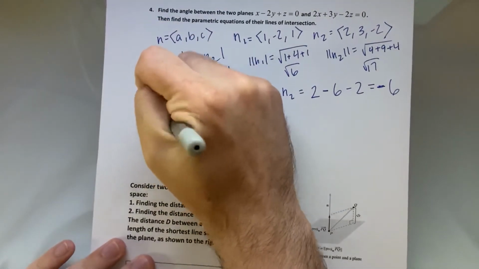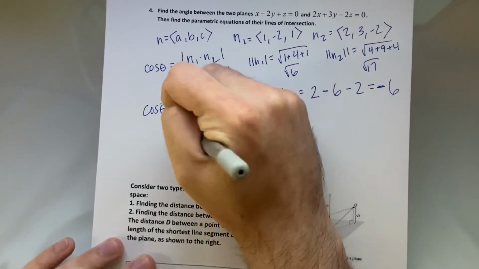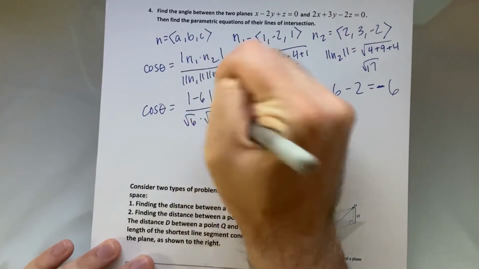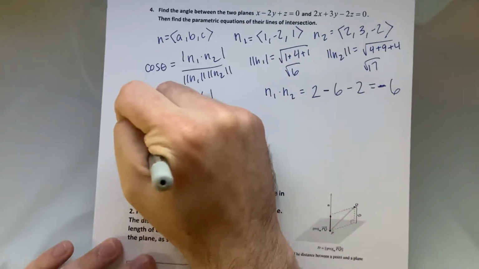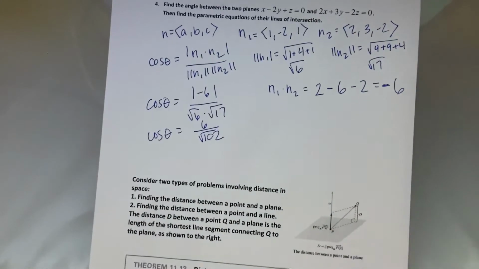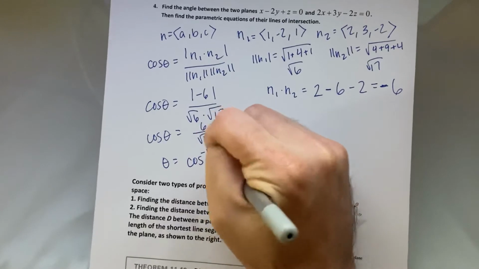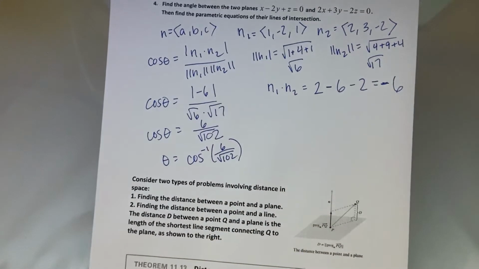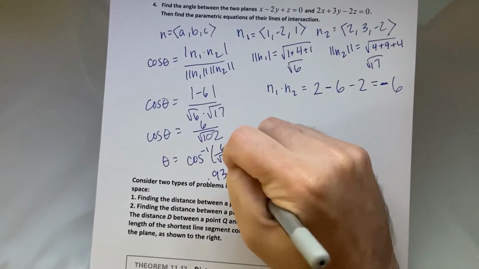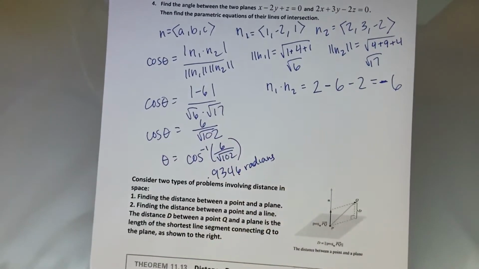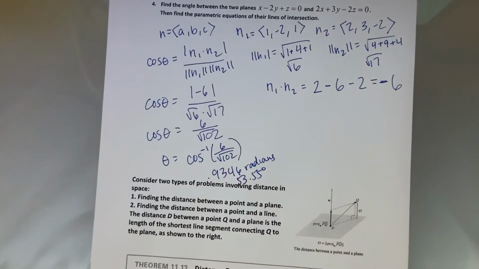So cosine theta equals the absolute value of negative 6 over the square root of 6 times the square root of 17. So this is 6 over the square root of 102, which is equal to cosine theta. Now to find theta, we can take the cosine inverse of 6 over the square root of 102, which is in radians 0.9346 radians. Now, that's also the equivalent of 53.55 degrees, but that's not the only thing we were asked to find here.